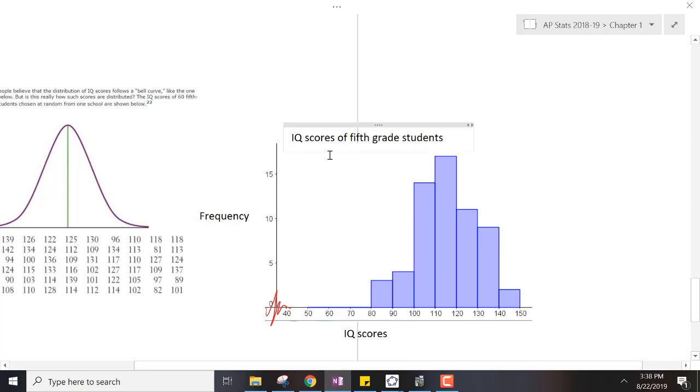We have our frequency on the y-axis, and our label of the scores on the x-axis. We have a break because we didn't start at 0, we started at about 40. And the lower class limits are each multiples of 10, which made it nice and easy. This is a pretty good looking graph. We have a title, a break, labels, numbers. We are good here.